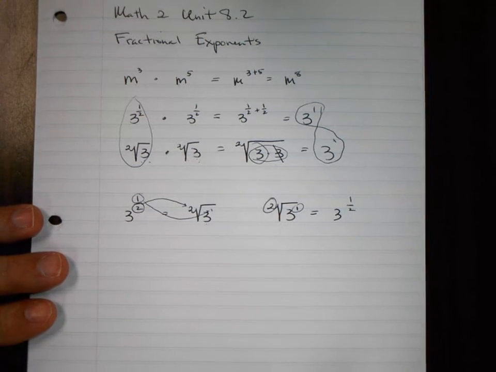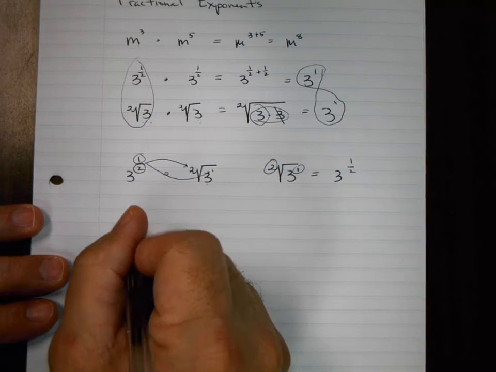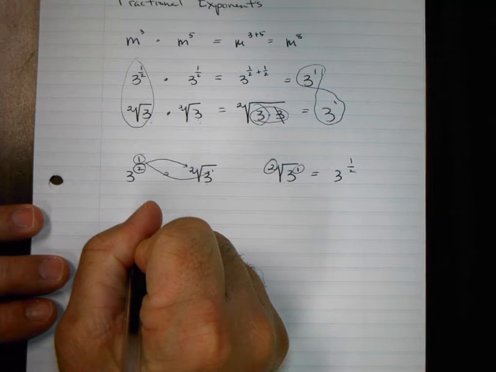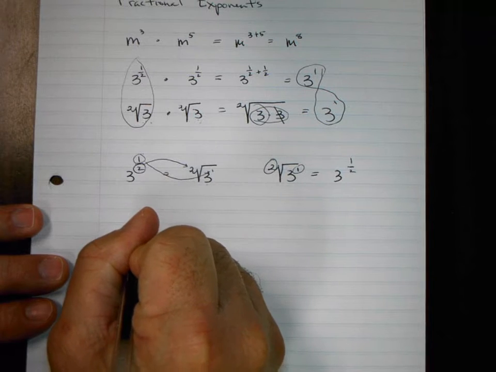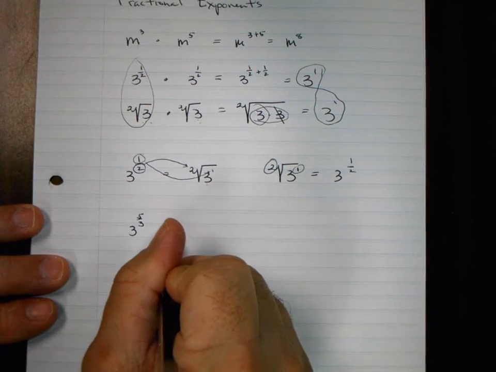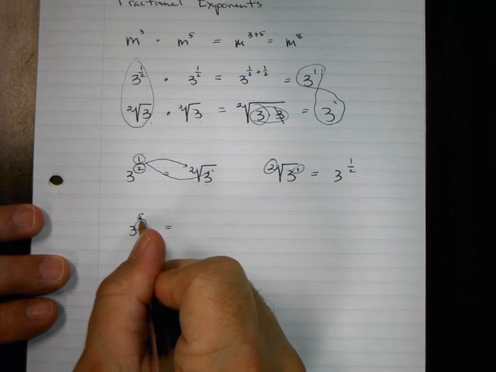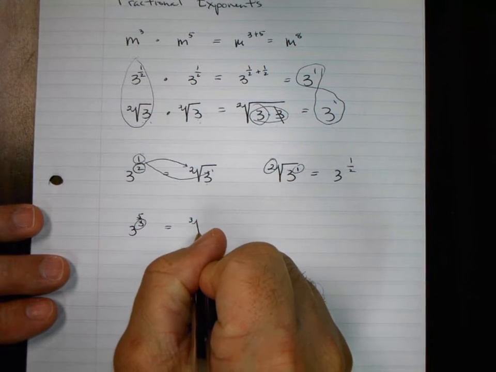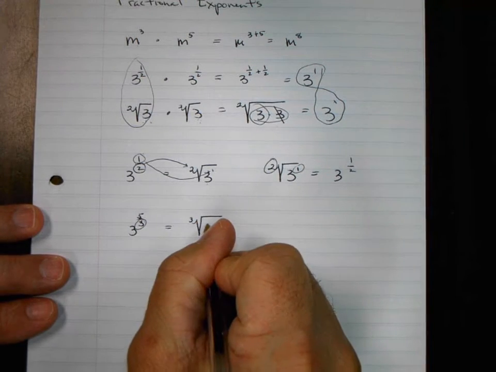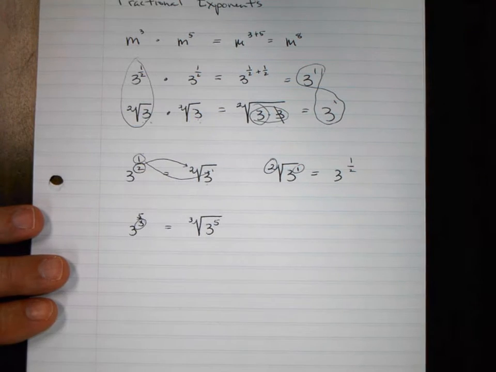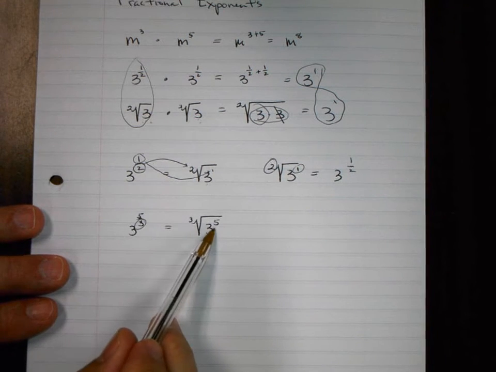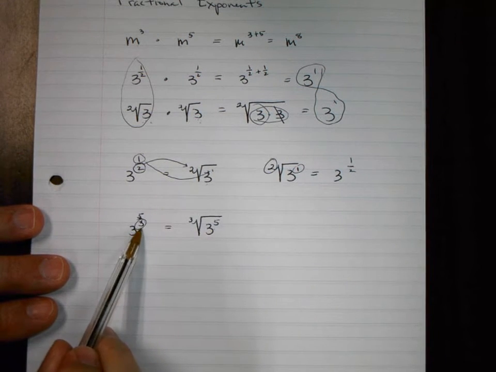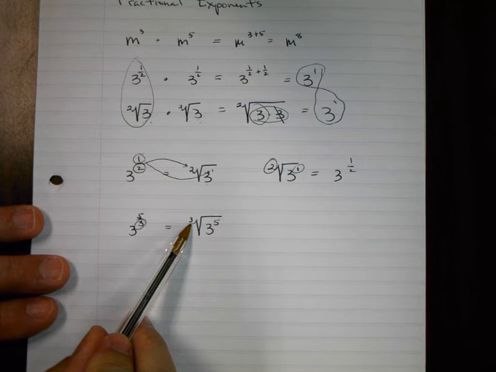All right? We'll get more into this in a minute, but let's just take 3 to the 5/3. It could be written as the third root of 3 to the 5th. The numerator is your exponent, and the denominator is your root.